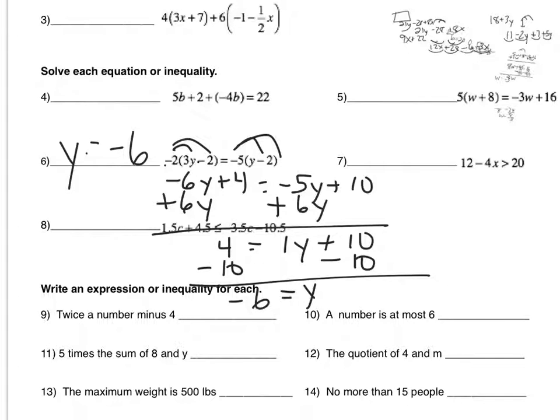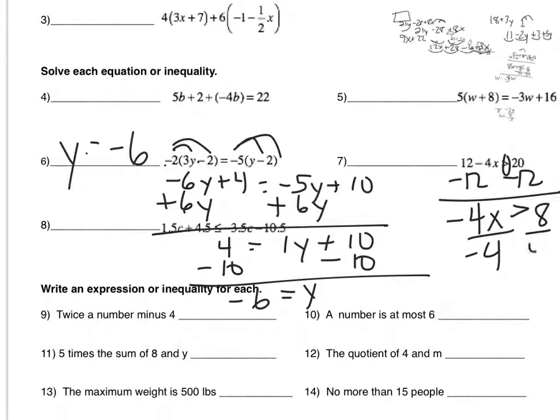On number 12, we have to treat this just as a regular equation, and then we can deal with that inequality sign at the end. I'm going to start by subtracting 12 from both sides, and I get negative 4x is greater than 8, and then divide by negative 4 on both sides.